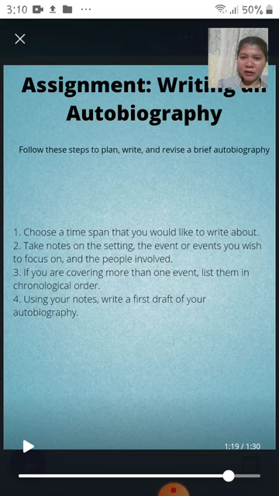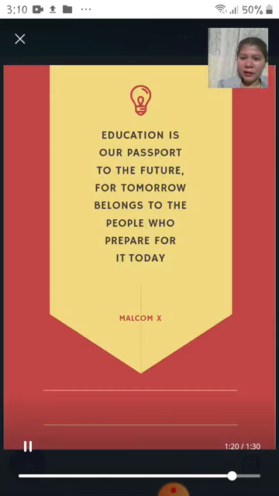So as we end this discussion, let me leave you a little inspiration from Malcolm X. Education is our passport to the future, for tomorrow belongs to people who prepare for it today.